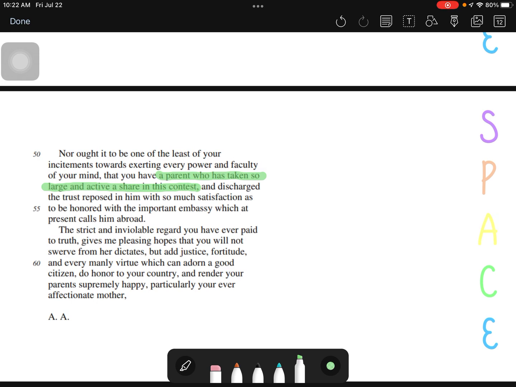Last paragraph. The strict and inviolable regard you have ever paid to truth gives me pleasing hope that you will not swerve from her dictates, but add justice, fortitude, and every manly virtue which can adorn a good citizen. Do honor to your country, and render your parents supremely happy, particularly your ever affectionate mother.